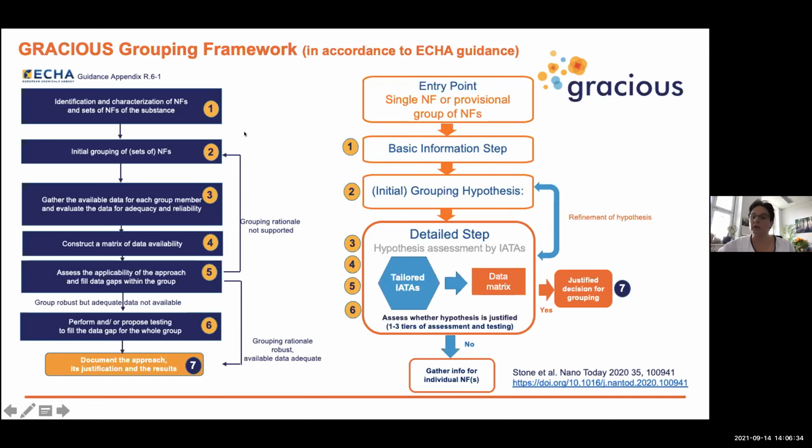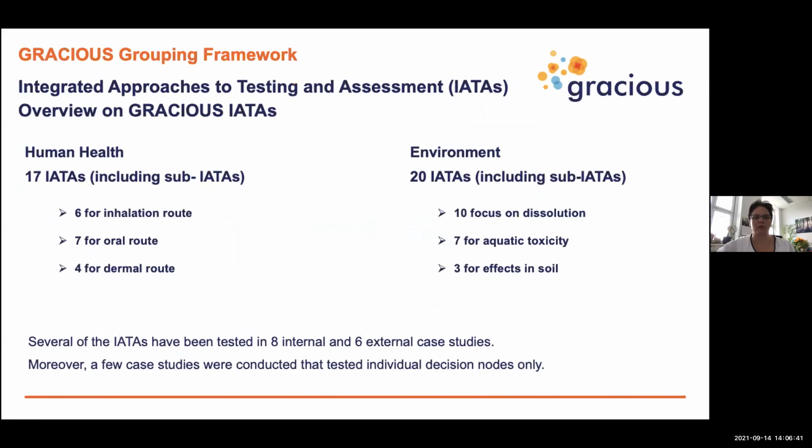It is pretty much aligned with the ECHA guidance that is relevant for regulatory grouping in Europe under REACH. You see here an overview of what has been established in Gracious. In total, 17 human health related yatas have been put together. 6 of them cover the inhalation route, 7 the oral route, and 4 the dermal route. On the environmental side, we have 20 yatas: 10 of them focus on dissolution, 7 on aquatic toxicity, and 3 are for effects in soil.